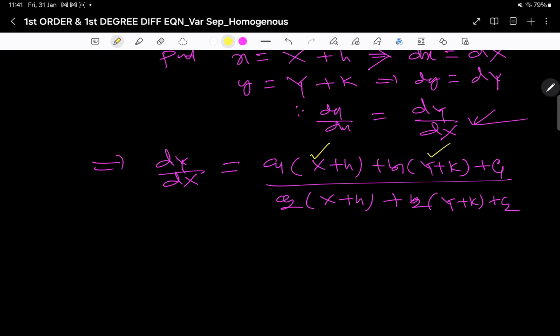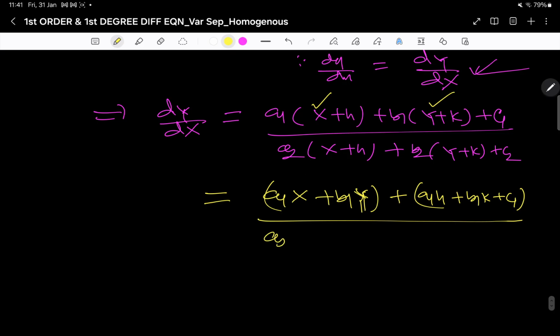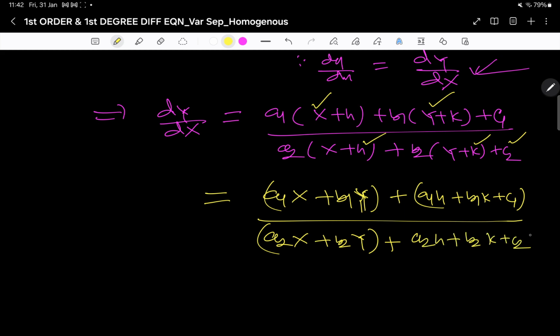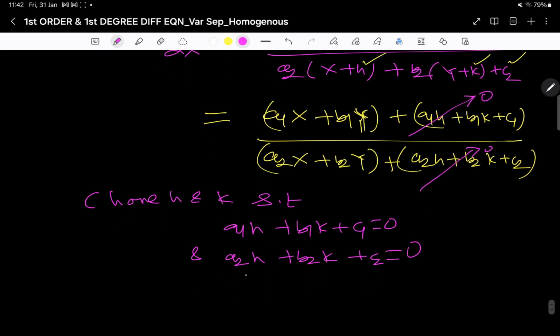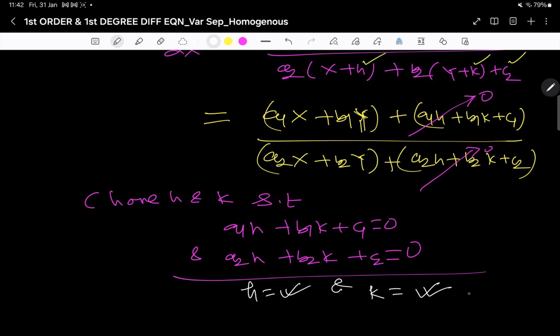Now separate the terms. This is equal to a1X plus b1Y, and plus the remaining terms a1h plus b1k plus c1. Accordingly, in the denominator, a2X plus b2Y, and the remaining terms a2h plus b2k plus c2. Now you choose h and k such that these remaining terms are 0. Choose h and k such that a1h plus b1k plus c1 is equal to 0, and a2h plus b2k plus c2 is equal to 0. If you simplify these two, you can easily get the values of h and k. So with these values of h and k, these terms are 0.